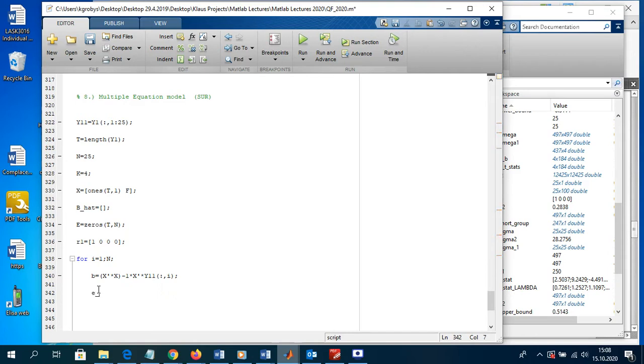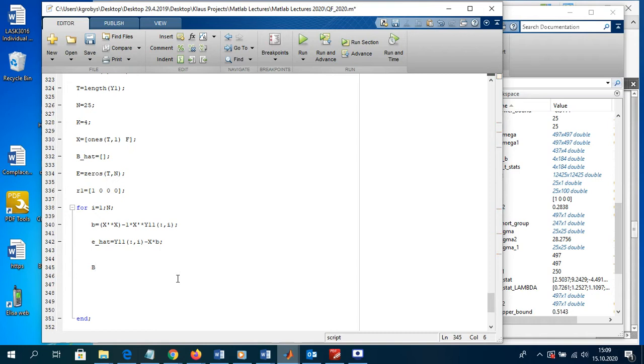Now we also want the regression residuals. How are they defined? I call them E underscore hat. It's the excess returns of the corresponding stock i minus the regressor matrix times the estimated beta. It's our well-known formula.